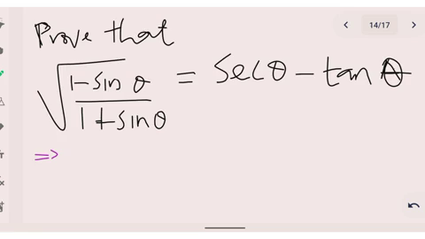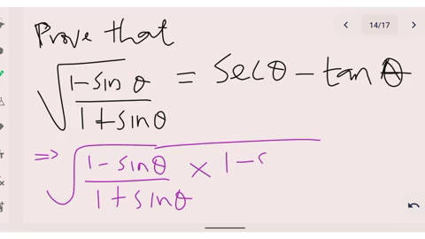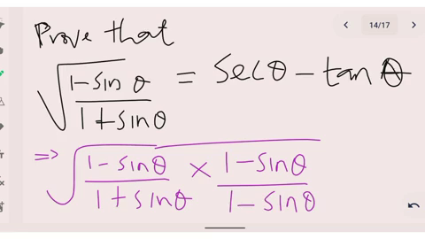So now, let's begin. I have this 1 minus sine theta over 1 plus sine theta. Now what I'm going to do here is multiply both the numerator and denominator by the conjugate of the denominator. That is 1 minus sine theta. If you look at this, you can see that we didn't change anything at all. Are you getting it now? Because this is actually called what?